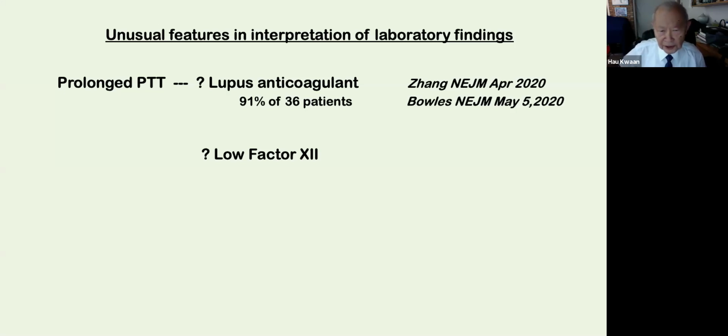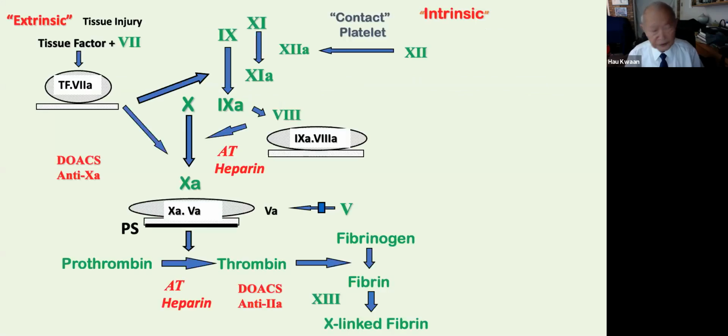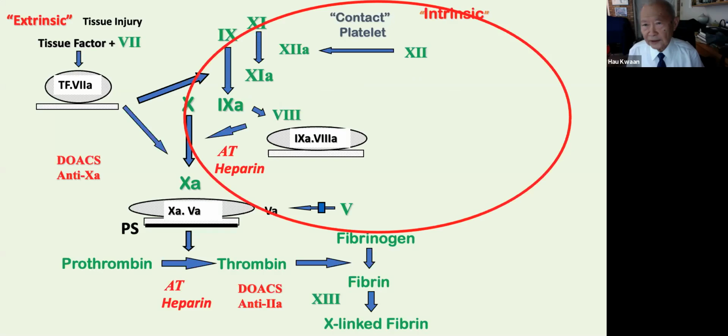And the next thing is the patient has a low factor 12. Now, you probably haven't heard of factor 12 for a long time because we don't measure it. If you look at the familiar coagulation cascade, most of the time we look at the left side, the extrinsic pathway, which means when tissues and endothelium are injured, the cascade starts. But in COVID-19, we're talking of the other pathway, the intrinsic pathway. And the intrinsic pathway starts with the activation of factor 12.